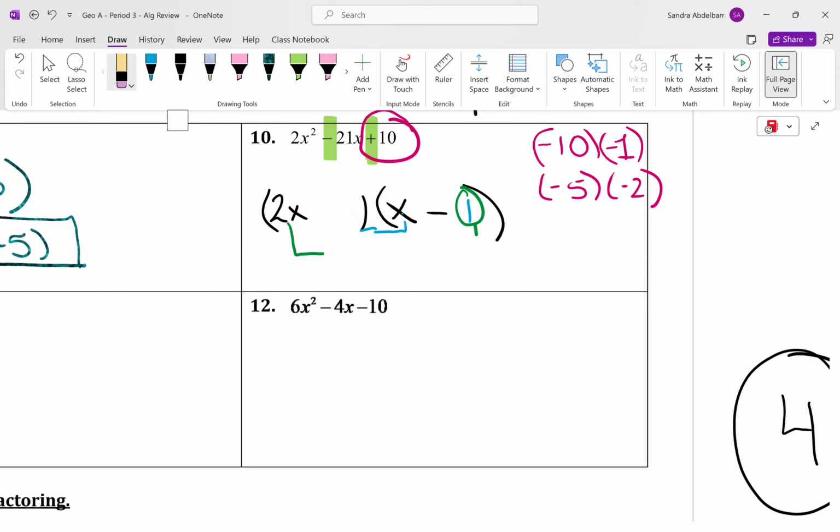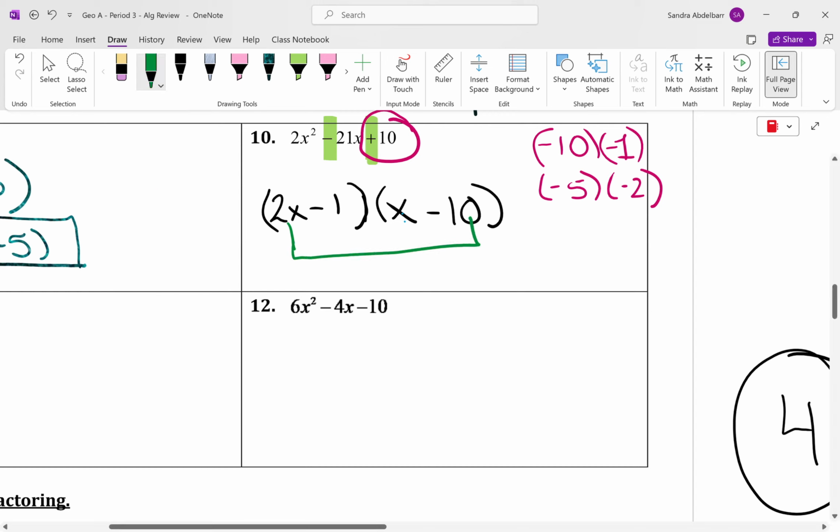Is that what I want? No, I need a negative 21. So what do I have to do? I have to switch those numbers. So I'm going to now put the 10 here and the 1 here, and now I'm going to check that.